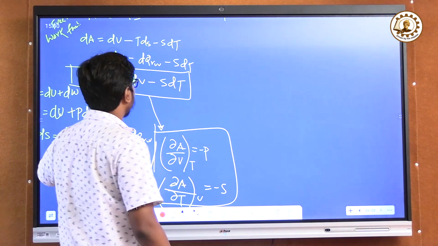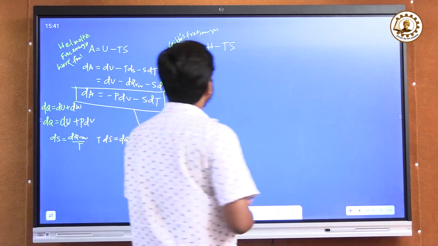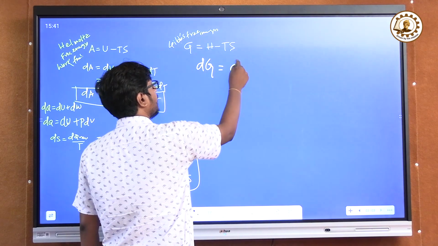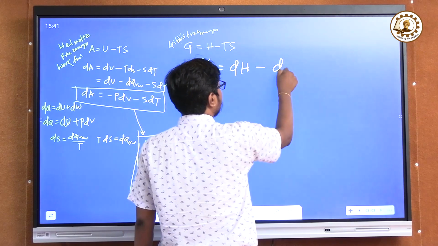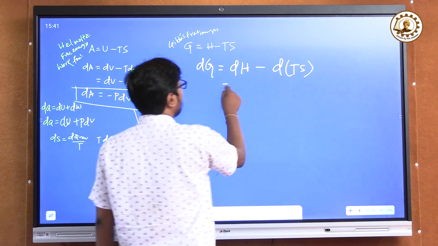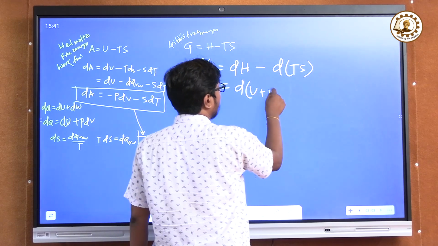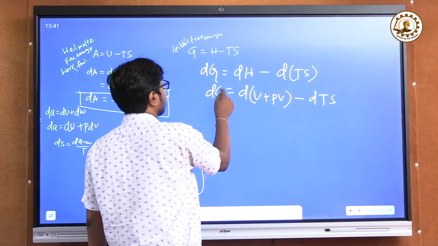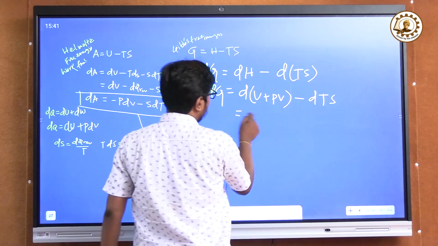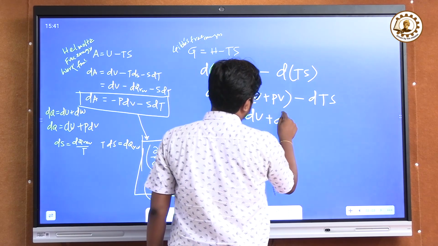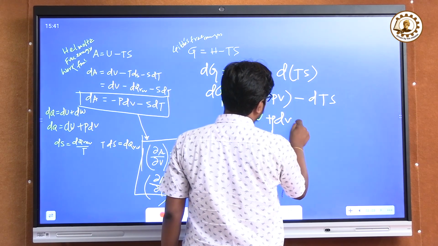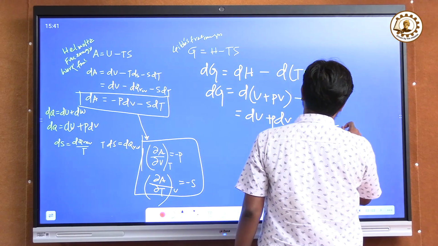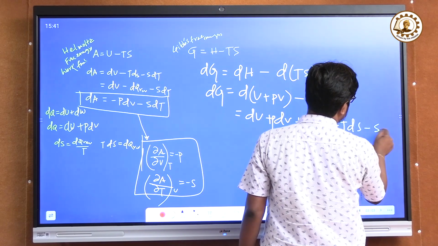And another thing is that here, Gibbs free energy G is equal to H minus TS. So dG equals dH minus d(TS). So we all know H is equal to U plus PV, minus TS into dG. So here, dU plus PdV plus VdP, so minus TdS minus SdT.